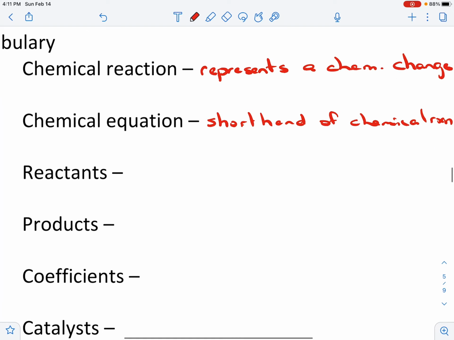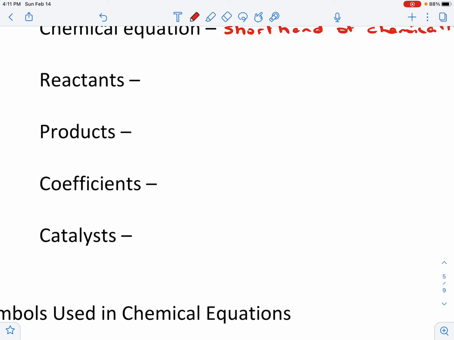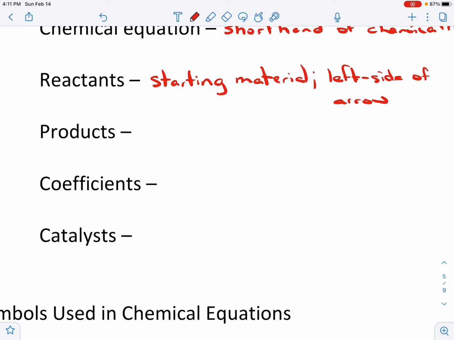All right, so now a couple of parts of the chemical reaction. We have our reactants, and this is our starting material. This is what you start with. It's also found on the left side of the arrow. We have our products, which is our ending material or our new stuff that we made. This is found on the right side of the arrow. If you don't know what the arrow is right now, that's totally fine. We will actually talk about that in just a few minutes.